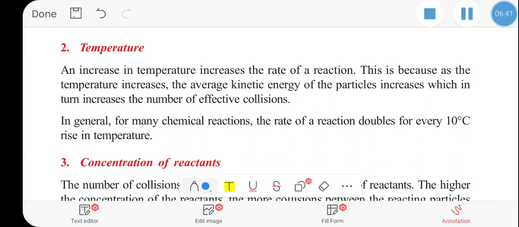Therefore, when the temperature increases, the speed of reaction or the rate of reaction also increases. It is directly proportional.